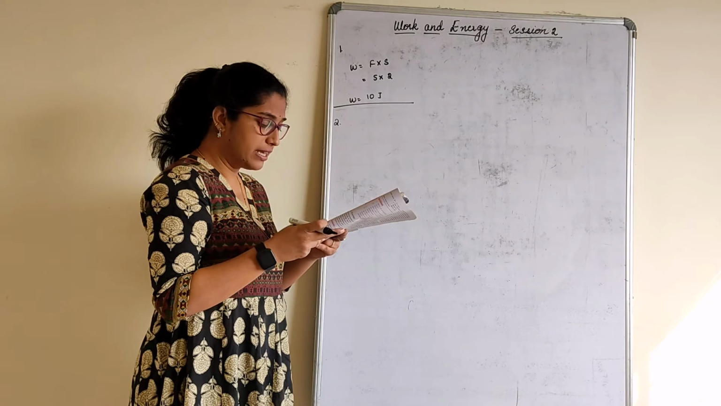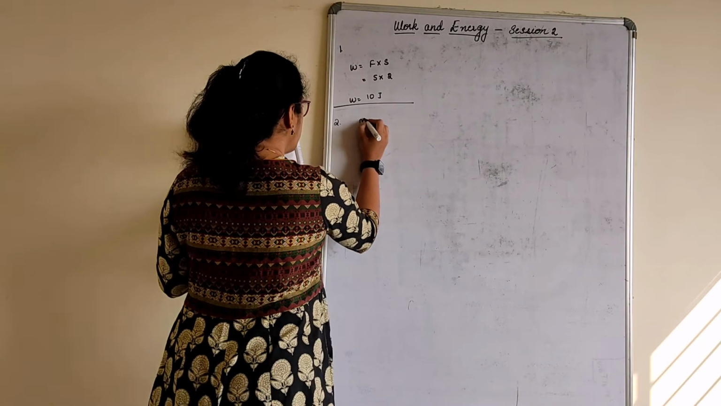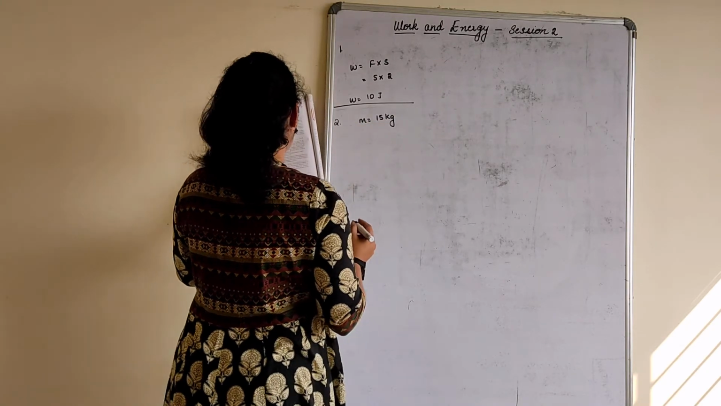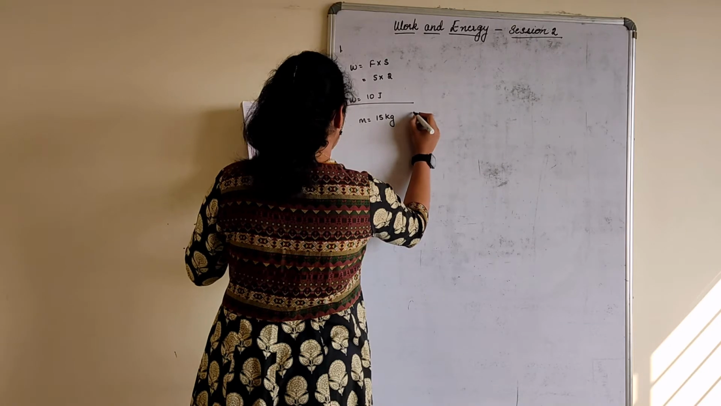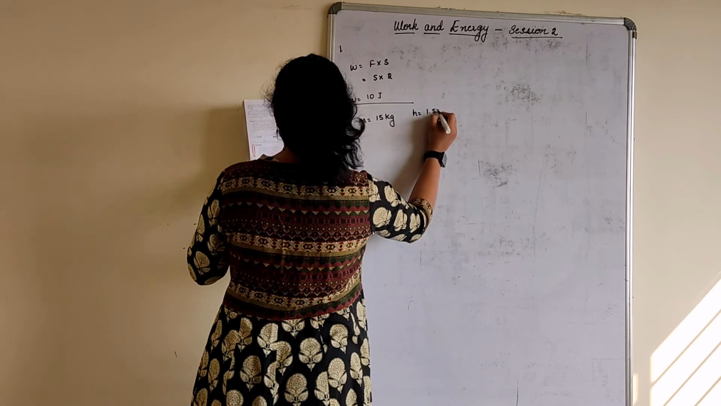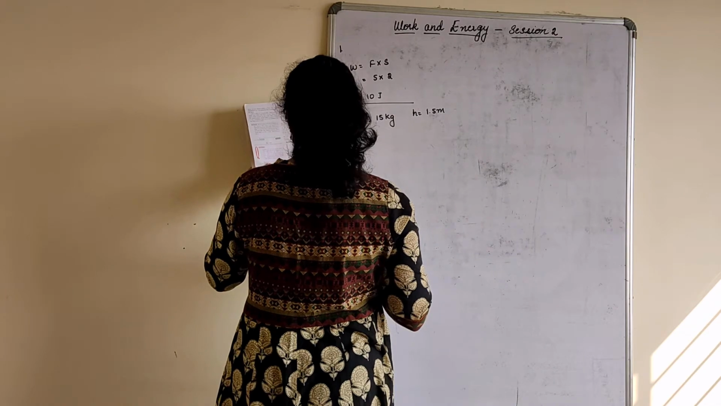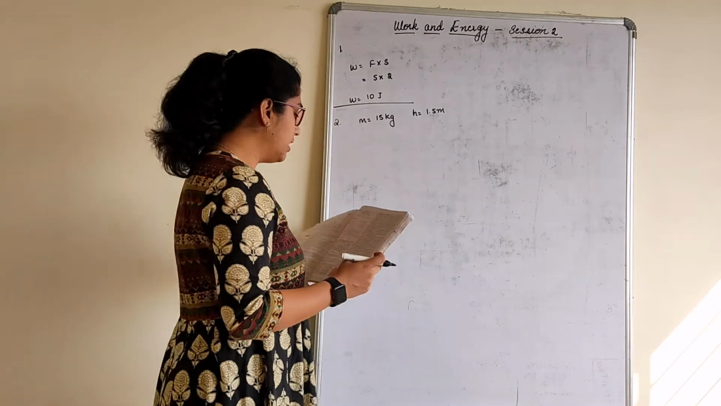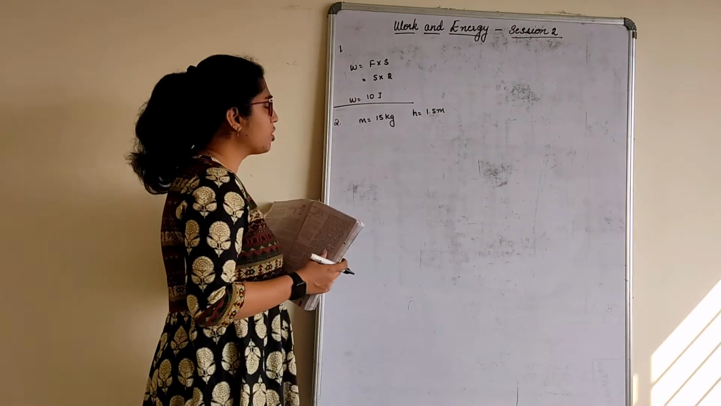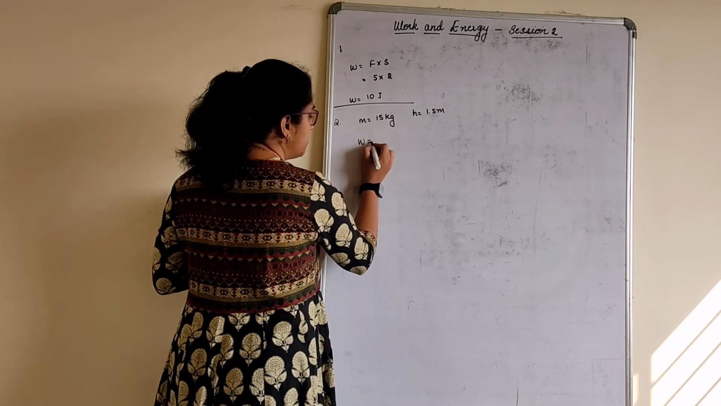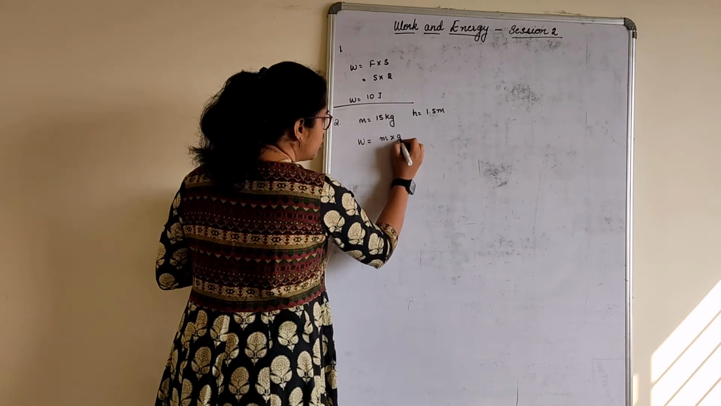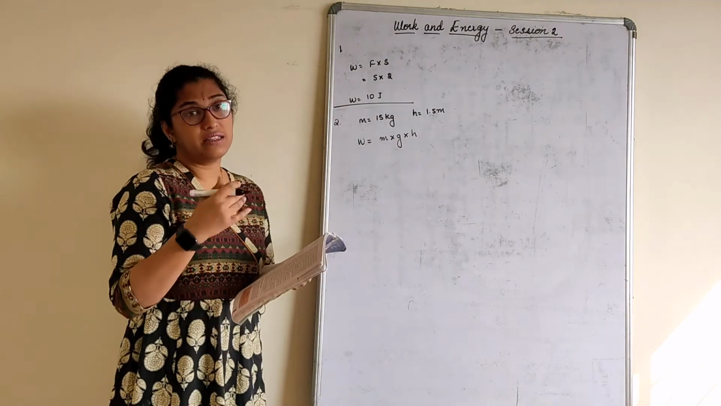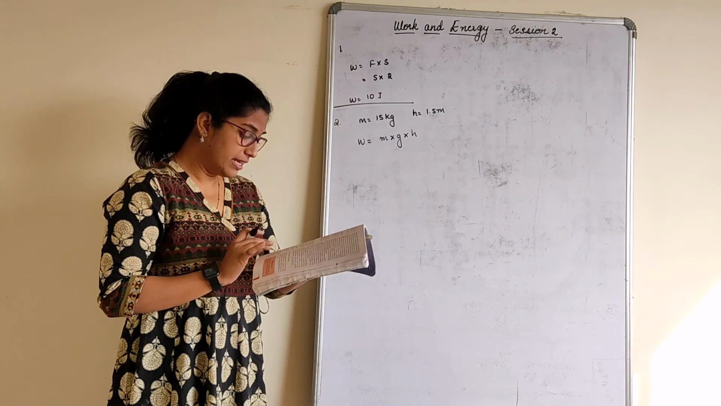A porter lifts a luggage of 15 kg. Mass should always be in terms of kg as already discussed. From the ground and puts it on his head 1.5 meter above the ground. Calculate the work done by him on the luggage. So here, work done by him is nothing but m into g into h. Why this m into g into h? Because he is lifting the luggage from the ground.